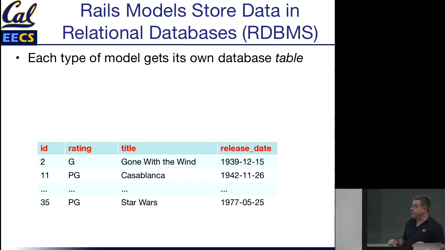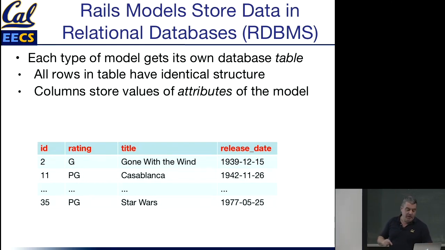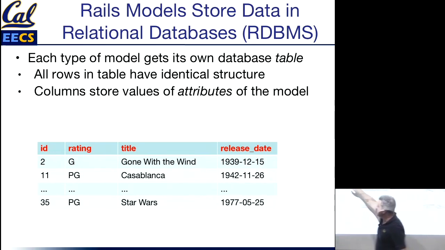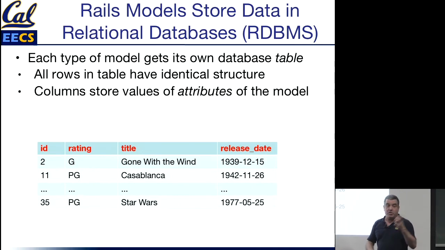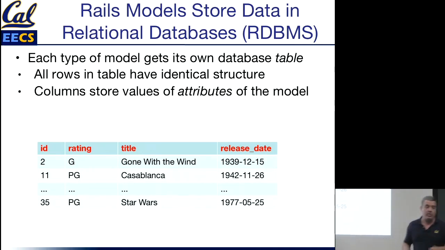Each type of model, so each type of resource in your app, gets its own table in the database. The table is allowed to define whatever columns it wants, because every row in the table is going to have the same columns. And the columns are where you store the attribute values for different instances of the model. So every movie gets its own row. Every movie has a release date, has a title, has a rating, and it has a unique ID, which doesn't mean anything to the movie, but it's the way that we pass it around as a resource. It's the unique name that we use to identify that resource for all time.